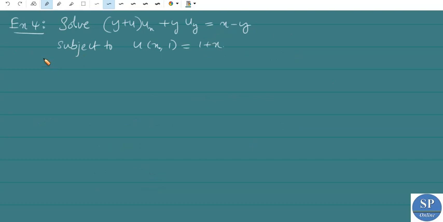Next problem is example 4. Solve (y plus u) into ux plus y into uy equal to x minus y, subject to the initial condition u of x comma 1 equal to 1 plus x.